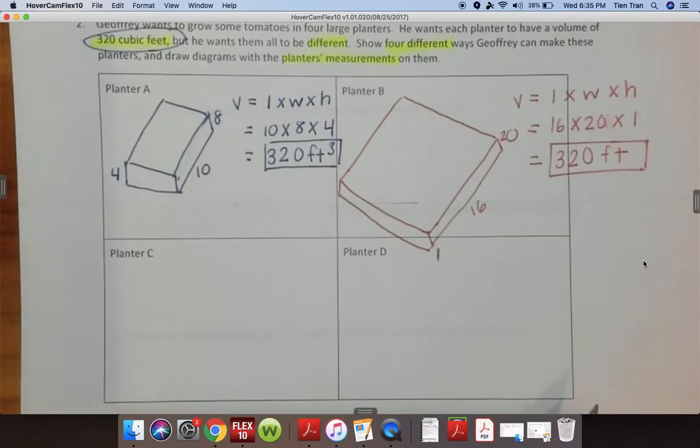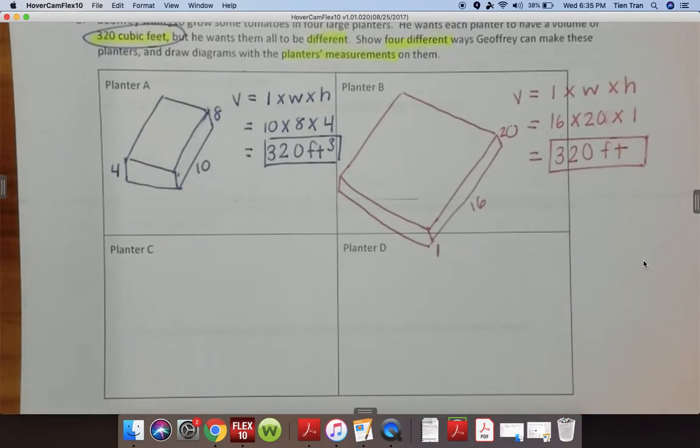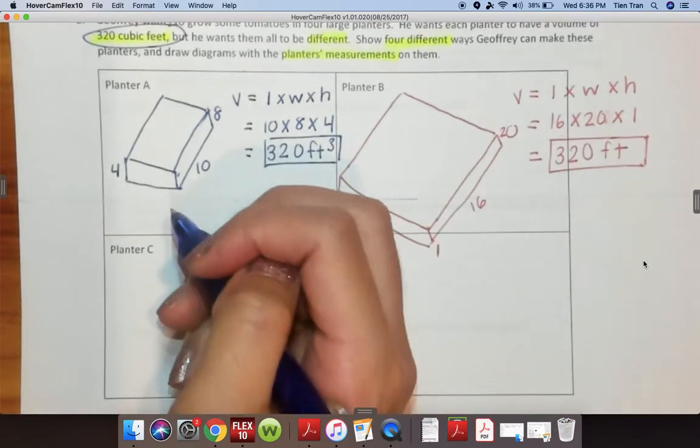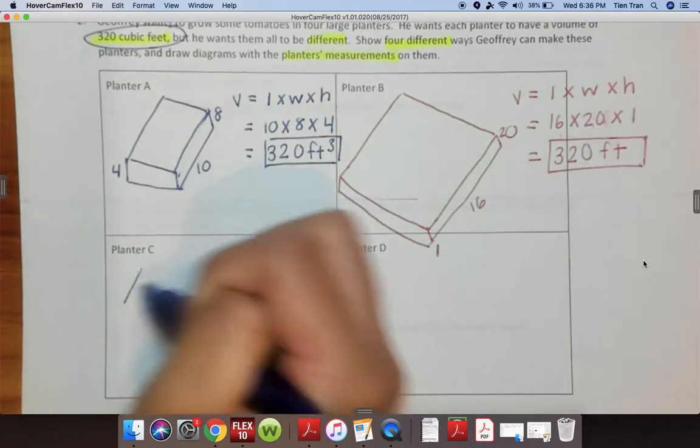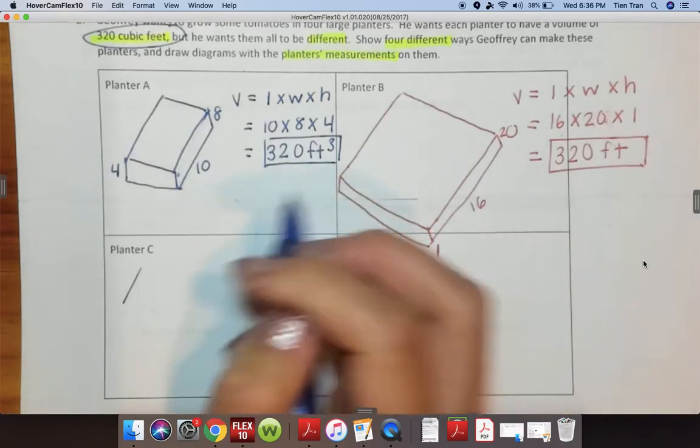Now, planter C. I'm going to draw this one a little bit longer.